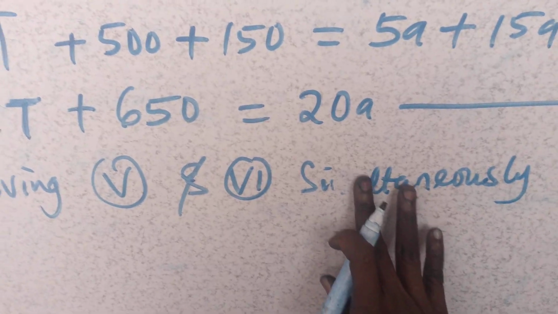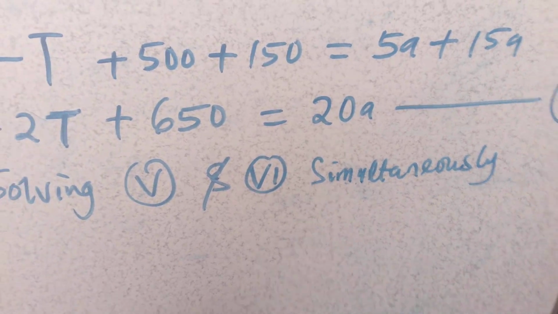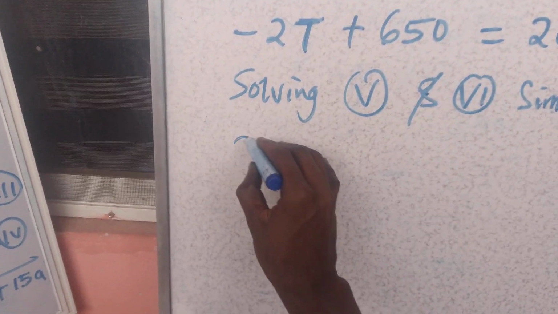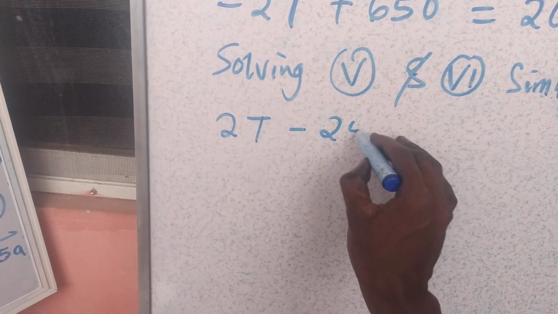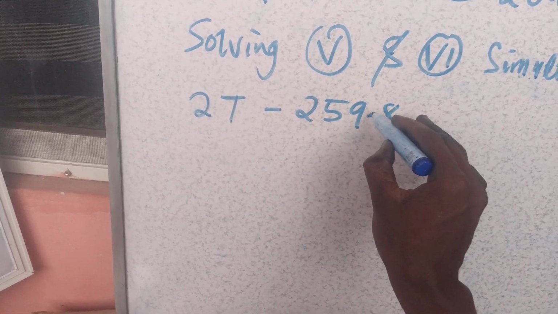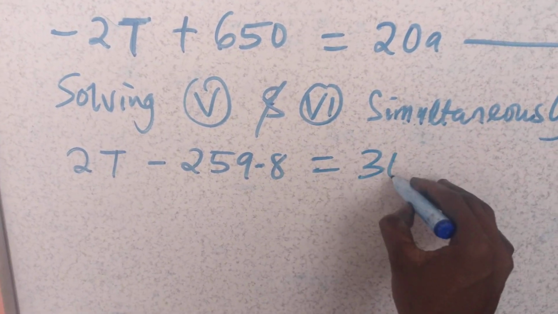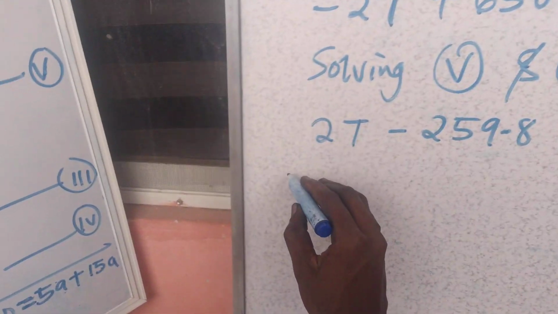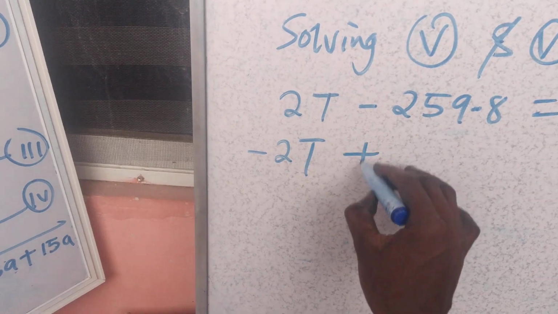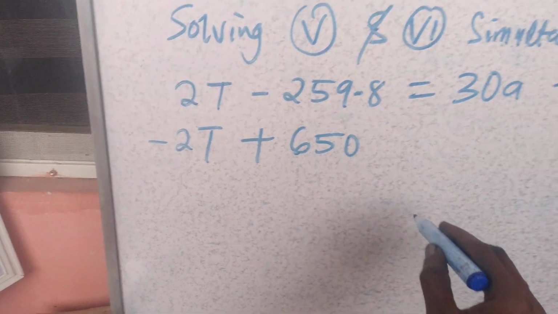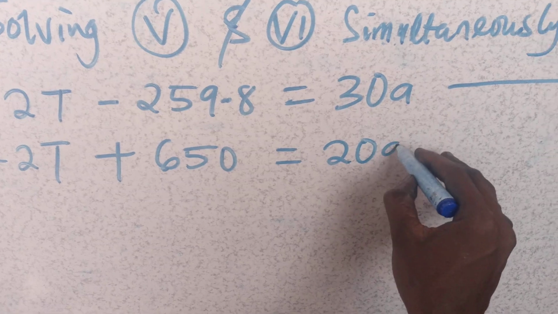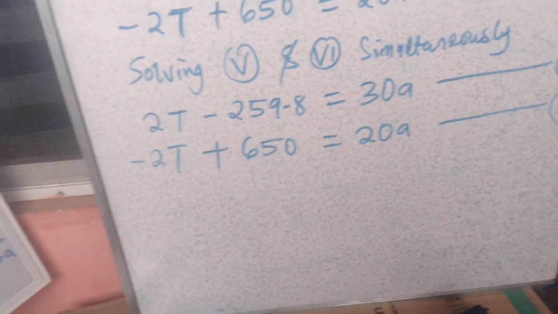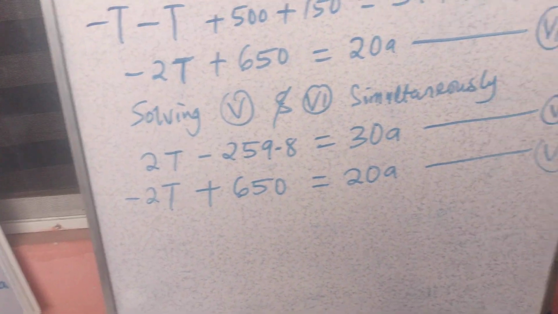So if I solve 5 and 6 simultaneously, let's copy equation 5 out. Equation 5 now is 2t minus 259.8 equals 30a. Equation 6 is minus 2t plus 650 equals 20a. This is equation 6.